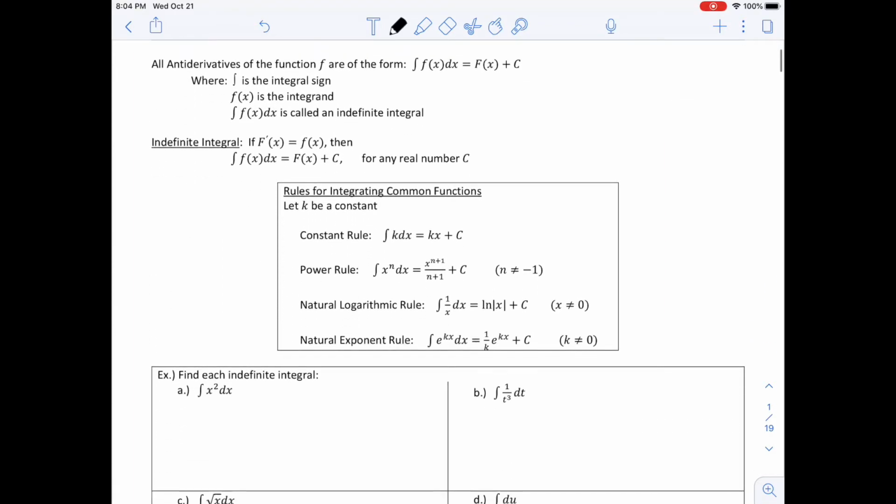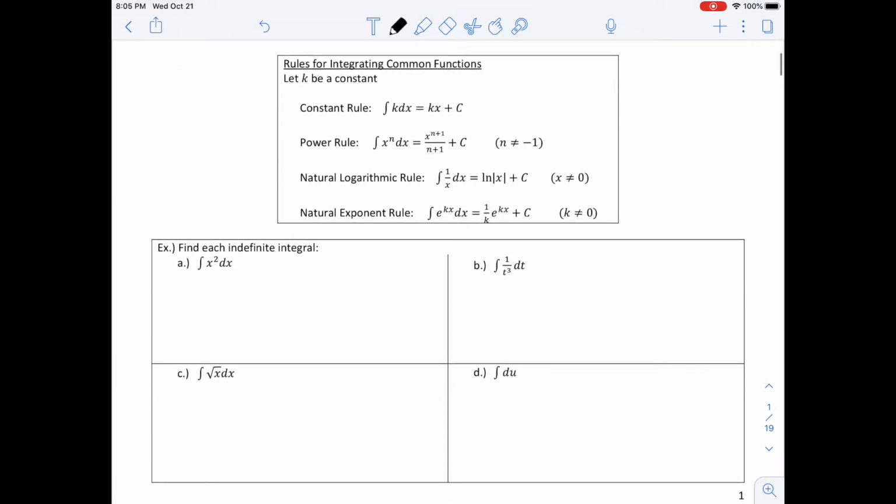All antiderivatives of the function f are of the form, this is the integration symbol, the integral of f of x dx equals F of x plus c. The S that looks stretched out is our integral sign. f of x is the integrand, what we're taking the integral of, and the integral of f of x dx is called an indefinite integral. So an indefinite integral says if F prime of x equals f of x, then the integral of f of x dx is equal to F of x plus c for any real number c.